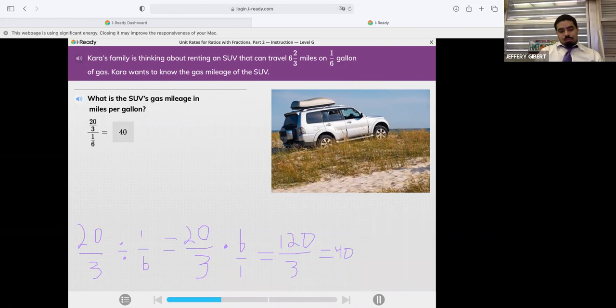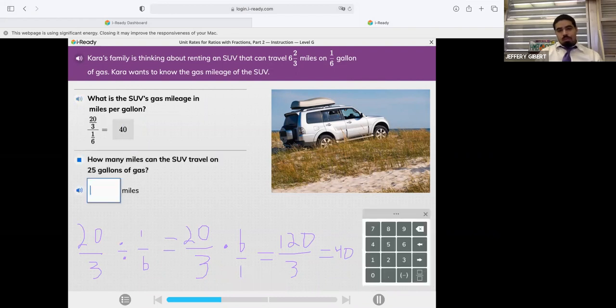Great. How many miles can the SUV travel on 25 gallons of gas? All right, so Kayla Reyes, if it can go 40 miles on 1 gallon, how many miles can it go on 25 gallons? I've never heard of an SUV that can go 40 miles on 1 gallon. 1,000. All right, how'd you get that? I multiplied 40 times 25. Yes, that's correct. 40 times 25, which is 1,000.